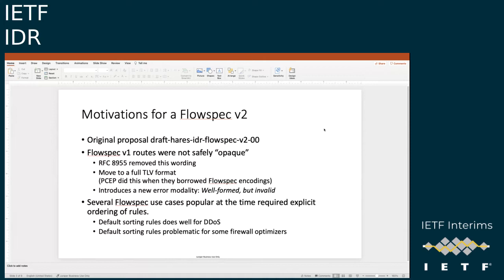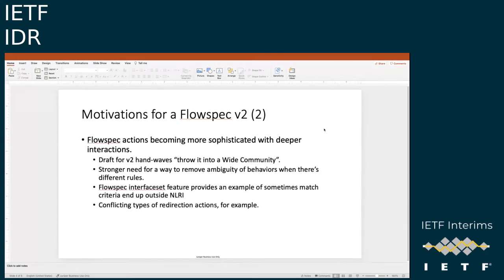Several of the FlowSpec use cases that we had pop up in the prior years depended on rule ordering. Today FlowSpec does a default sort order that is reasonably well set for distributed denial of service mitigation. It's not terribly good for generic firewall behaviors. And even for the DDoS situations, there are some combinations of rules that the field has noticed simply don't optimize very well for various implementations. Of course, that's an implementation issue, but it's a thing that needs to be dealt with.